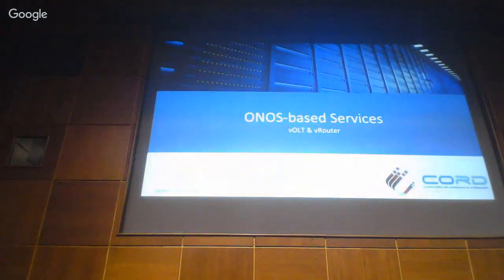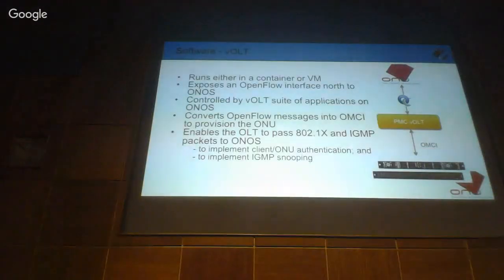Okay, so let's talk about ONOS-based services. So we have the VOLT service, the first one. Somehow my slides got garbled. So the VOLT software is an agent that runs in a container or a VM, and basically what it does is that it exposes an OpenFlow interface north to ONOS and an OMCI/proprietary protocol between its southbound and the OLT. So the OMCI part is used to talk to the ONU, and the proprietary protocol is used to talk to the OLT directly.